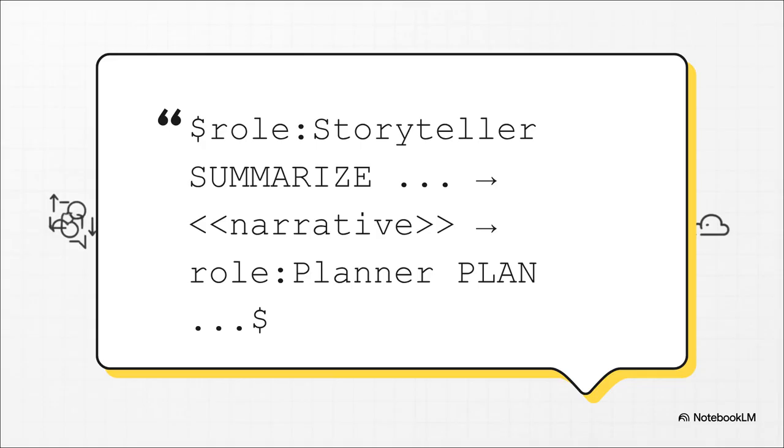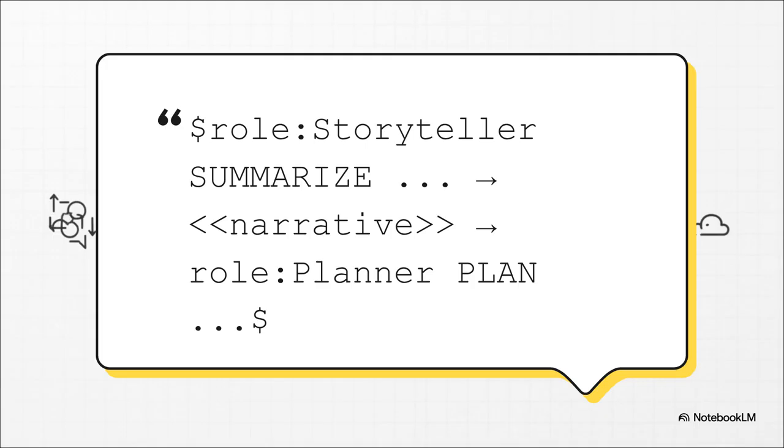We can connect them. See that arrow syntax? The into to to part, that's what's called a pipe. Think of it like a little conveyor belt. It literally takes the output from the storyteller, the thing we're calling the narrative, and pipes it directly into the planner to be its input. And just like that, you have two separate AI agents collaborating in one seamless workflow.